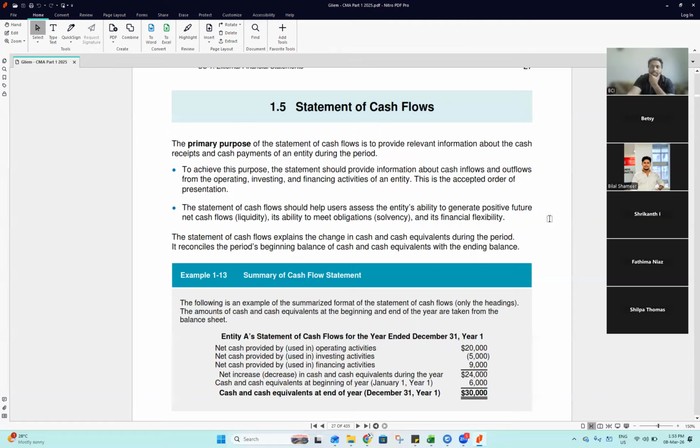Now, statement of cash flow. The primary purpose of the statement of cash flow is to provide relevant information about the cash receipts and payments of an entity during the period. To achieve this purpose, the statement should provide information about cash inflows and outflows from operating, investing, and financing activity of an entity. This is the acceptable order of presentation. Whenever you present your cash flow, it should be in this order: first operating cash flow, then investing, then lastly the financing activity. The statement of cash flow should help users assess the entity's ability to generate positive future net cash flows, its ability to meet obligations, and its financial flexibility.